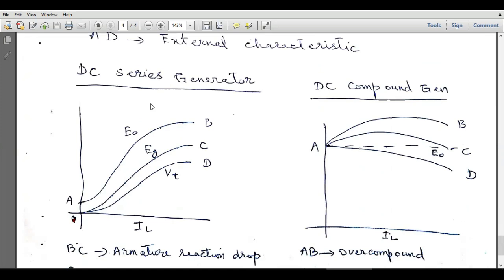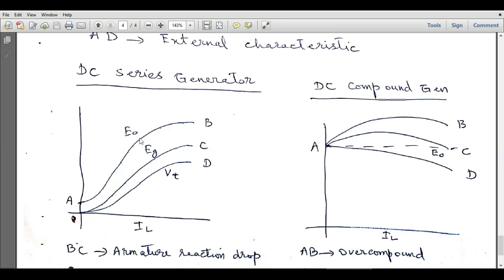In a DC series generator, if we increase the load current, then it means we are increasing the armature current. And since armature winding and field windings are connected in series, if we increase the armature current, then the field current is also increasing. And when the field current increases, the magnetic flux increases. And when magnetic flux increases, the output voltage or the induced EMF will also increase. So in DC series generators, as a result of increasing the load current, the output voltage of the DC series generator also increases. So these are the characteristics of the DC series generator.